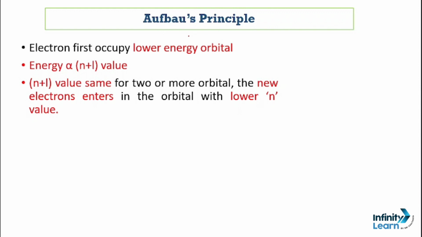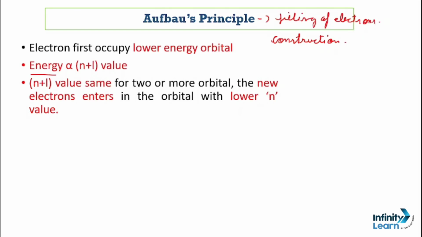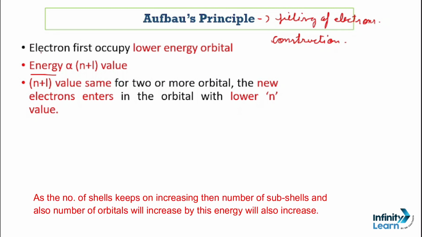Aufbau is normally a German word which means construction, and it is about only the filling of electrons. And the definition of this principle is electrons are filled into atomic orbitals in the increasing order of orbital energy level, and it also tells us about the energy of orbitals, or you can say the subshells, because as the number of shells increases, the number of subshells will also increase, and the number of orbitals within the subshells will also keep on increasing. So the energy increases as the number of shells, subshells or orbitals increases.